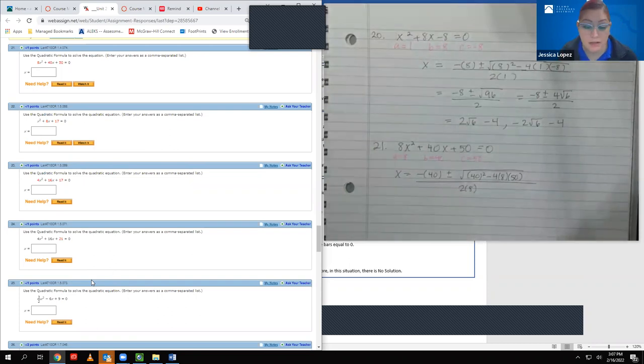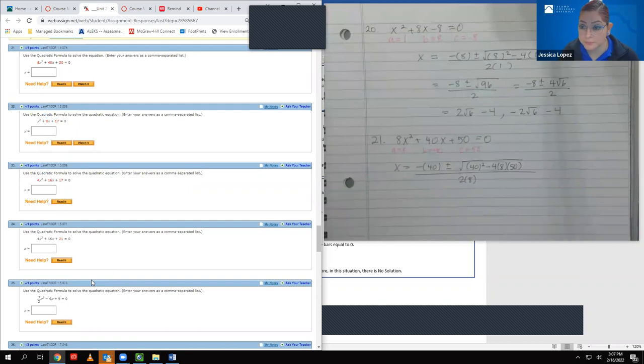So I'm not saying anything here. I'm just plugging everything in. So I have 8x squared plus 40x plus 50 equal to 0. A is equal to 8. B is equal to 40. C is equal to 50. So I'm plugging it into the quadratic formula. X equals negative b, which is 40, plus or minus the square root of b squared, so 40 squared, minus 4 times 8 times 50. The whole thing over 2 times 8, which is 16.